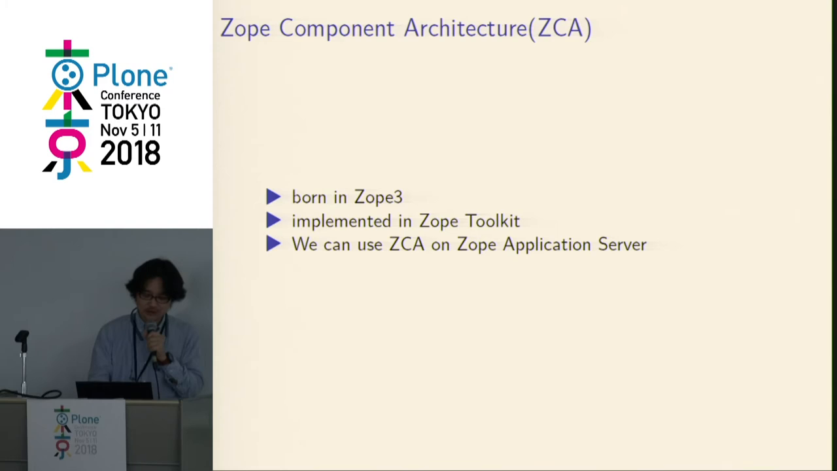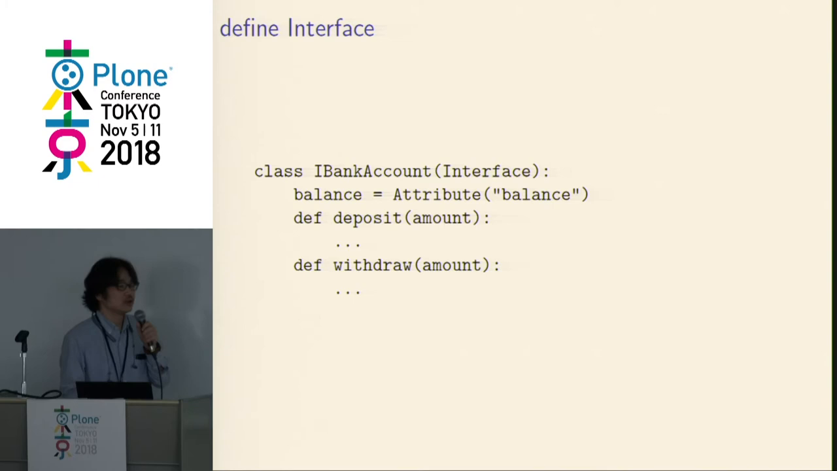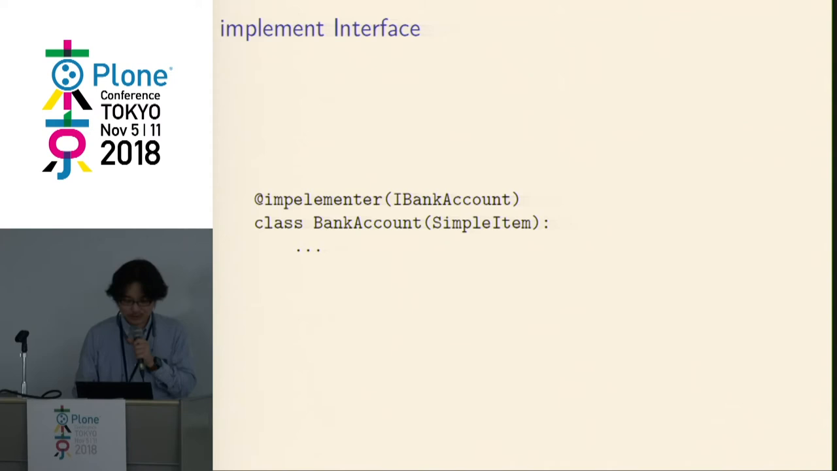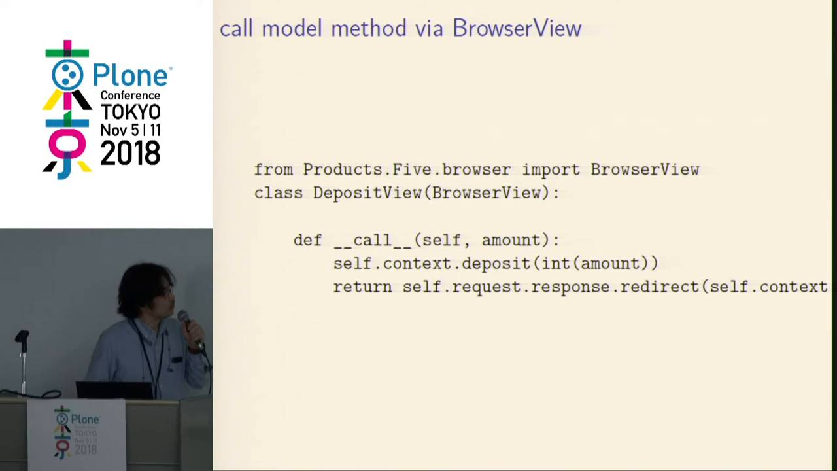To use Zope CA, we use a ZCML configuration file and add the view to the interface. Define the interface, implement the interface, and simply add the view template to the interface. Add it in the ZCML configuration and use the page directive, page for IBankAccount, named index.html, and the deposit and withdraw methods.